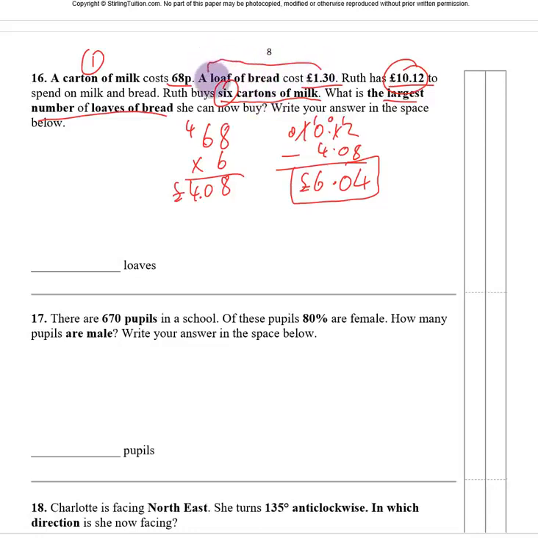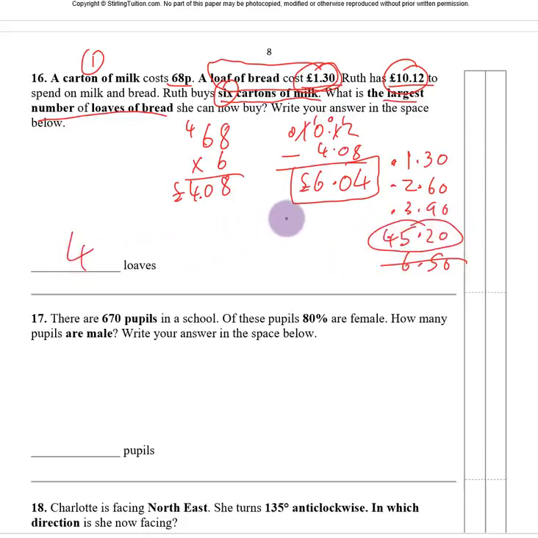Now a loaf of bread, 1 loaf of bread is £1.30. So we need to see how many £1.30s go into this. Easiest way to do this is just count up £1.30s. So £1.30, £2.60, £3.90, and then add a pound would be £4.90, and then add the 30p would be £5.20, and then £6.50, which would be too much. So she'll be able to buy 1, 2, 3, 4 loaves of bread.